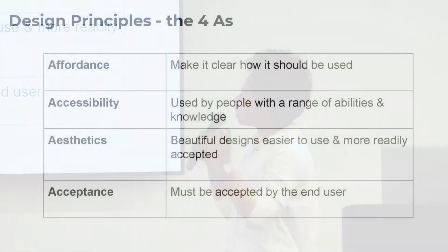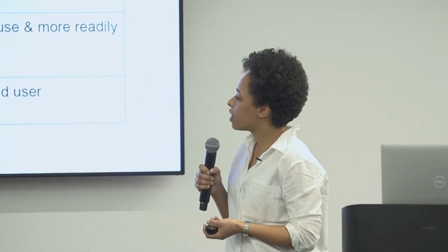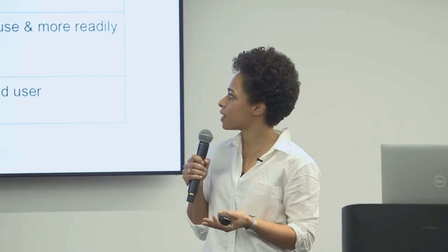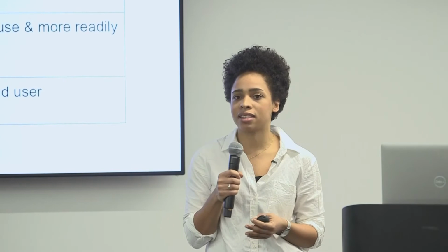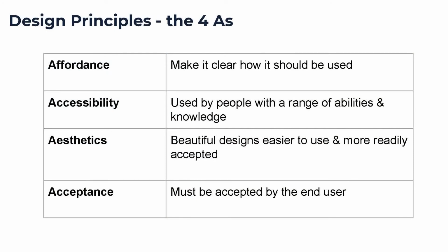So to give a framework to the 12 tips that I have, they cover 4 design principles which come from the area of product design. The first one is affordance, which is around making it clear how a product should be used, but in this case it's how a dashboard should be used. The second is accessibility, so people with a range of abilities and knowledge should be able to use your product, the dashboard. The third is aesthetics, so beautiful designs are easier to use and tend to be more readily accepted as well. And finally, acceptance, so what you're creating needs to be accepted by the end user.